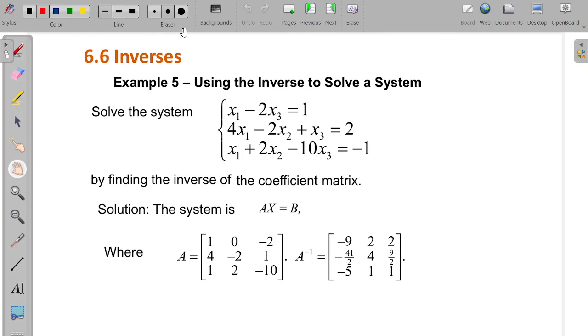Okay, all right. Welcome back. We are still in section 6.6, which is on inverses. Now we want to use the knowledge of finding the inverse to solve a system of equations.